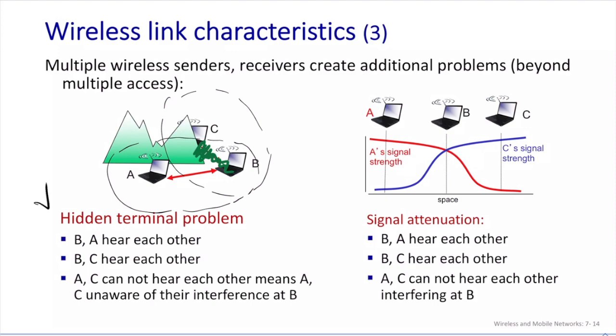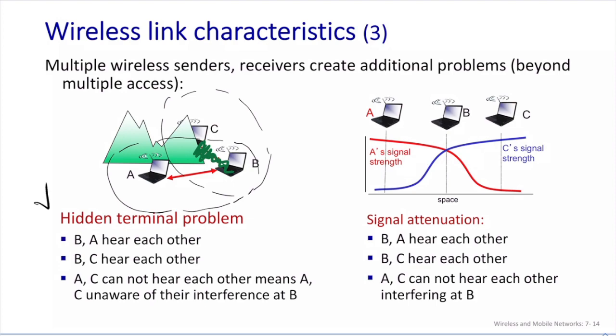A and B can hear each other, B and C can hear each other, but A and C cannot hear each other. That means when A would like to send a frame to B, it has to do carrier sense, right? So A needs to sense the channel, but A cannot hear what C sends. So A believes the channel is empty, the channel is idle, so it sends the signal to B.